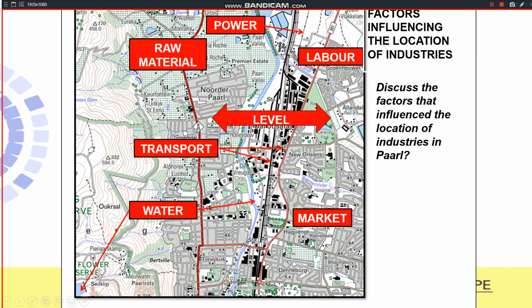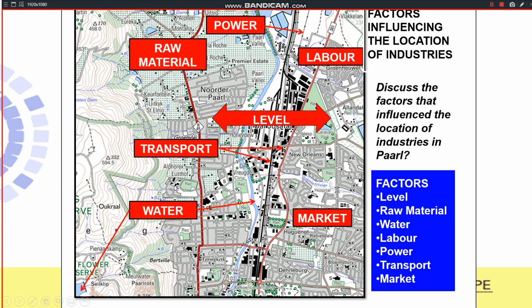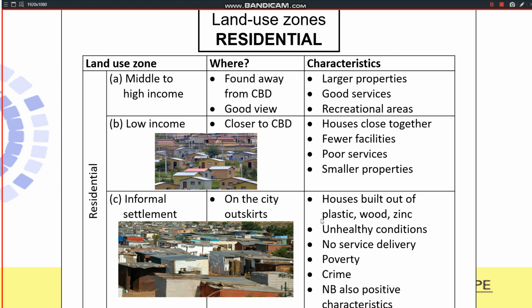When we look at these industries that we spoke about, and we're going to talk about them later, again, these are the factors that influence the location of industries. It will be level land, the material that they produce, raw materials, water, labor, power, transport, and the market that they need for them to sell their produce. This will be dealt with when you do your economic geography later on, but it's important that you take note of them. Then we go to the residential land use zone.